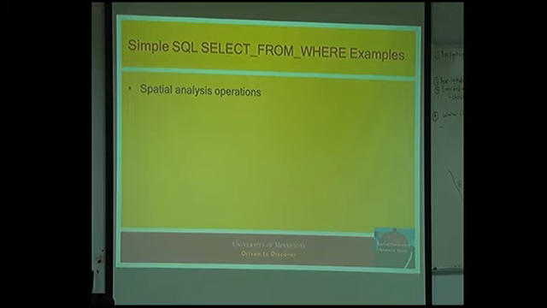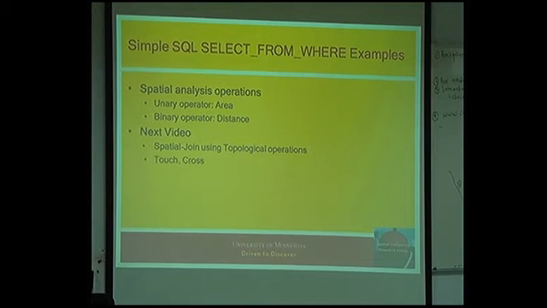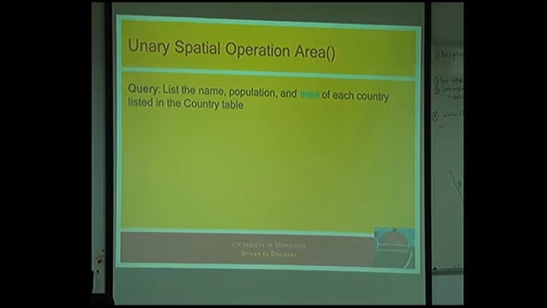The simplest operations are unary operations like area. These can be used very much in your select clause or a where clause and so on. Then we'll use binary operations such as distance and so on. And then finally we'll go to joins and use spatial joins. So let's continue. Here is the first example.